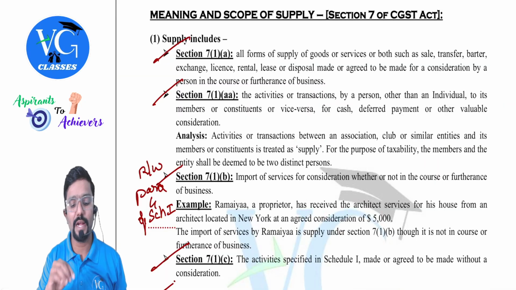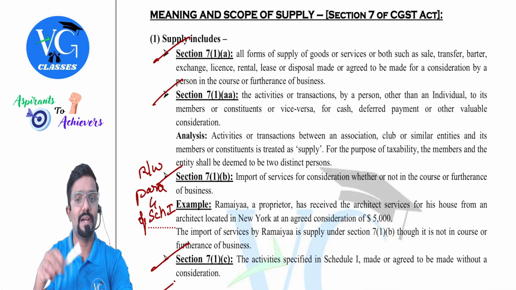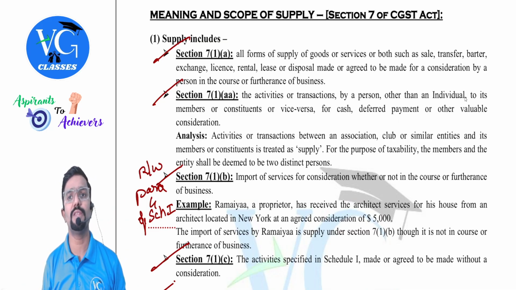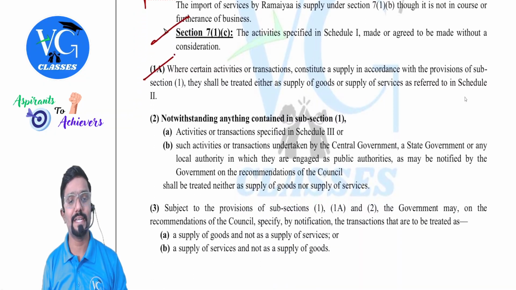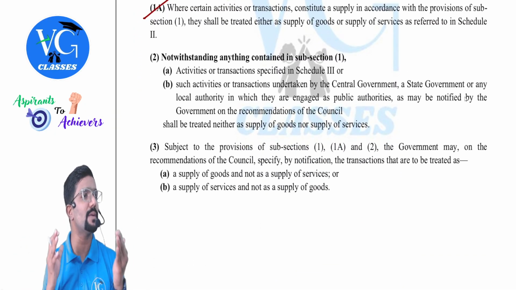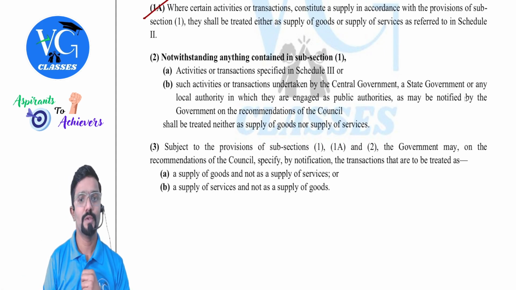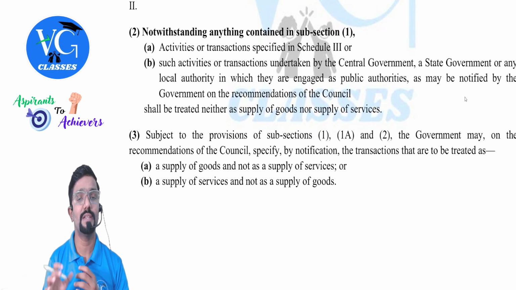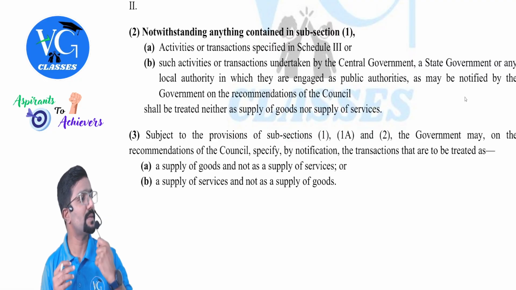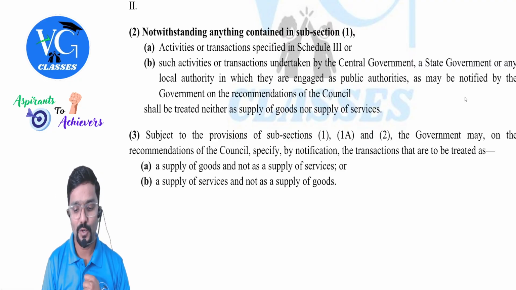Yes, students, we shall continue. In the previous class, we had learned Schedule 1, 2 and 3. What is covered in Schedule 3 is that whatever activities are covered in Schedule 3, they are neither the supply of goods nor the supply of services. Where was the connection given for that? In which subsection? Section 7, subsection 2, guys. So let us go back to that.